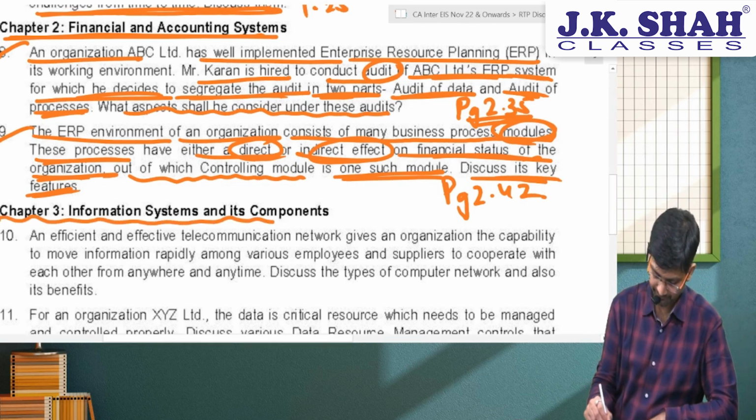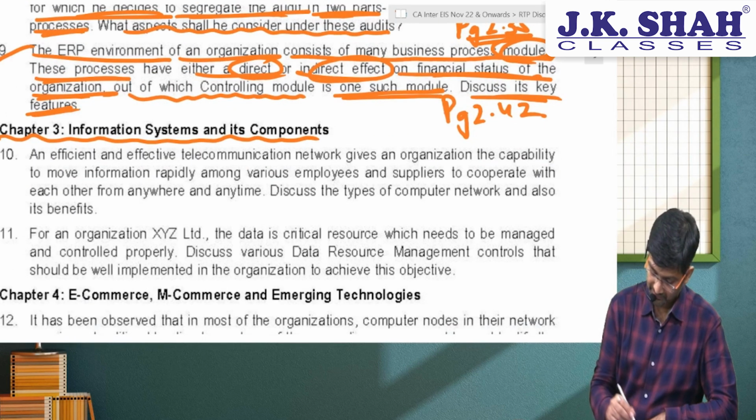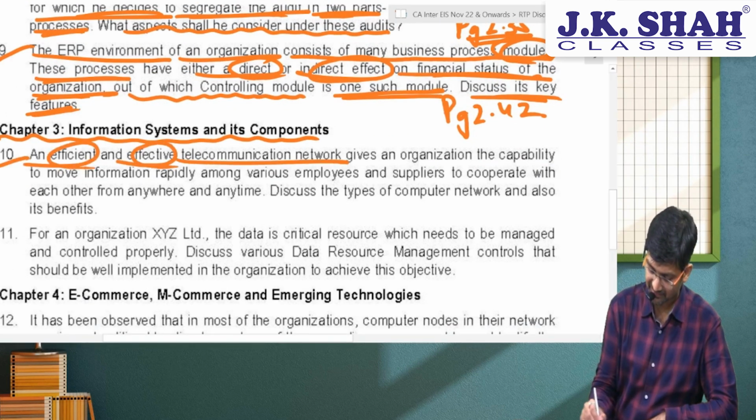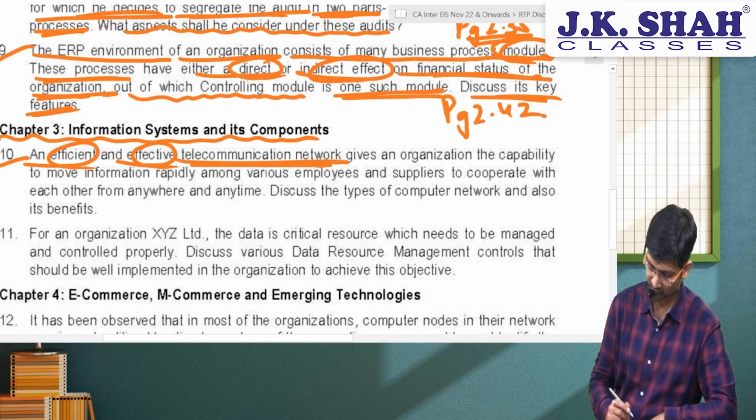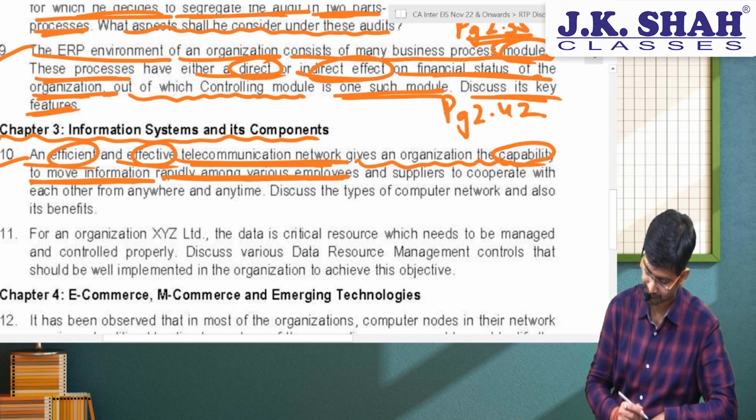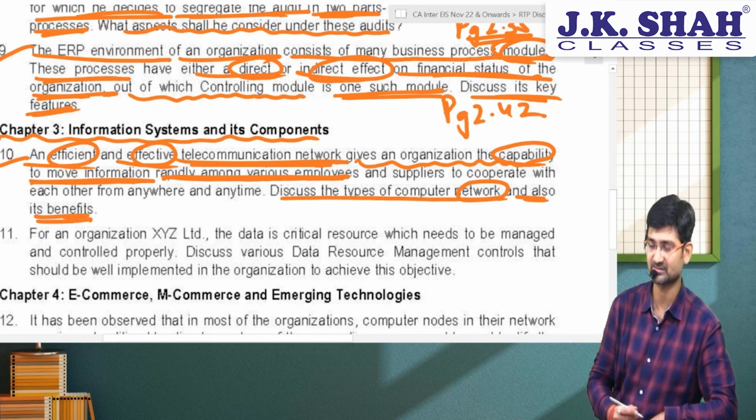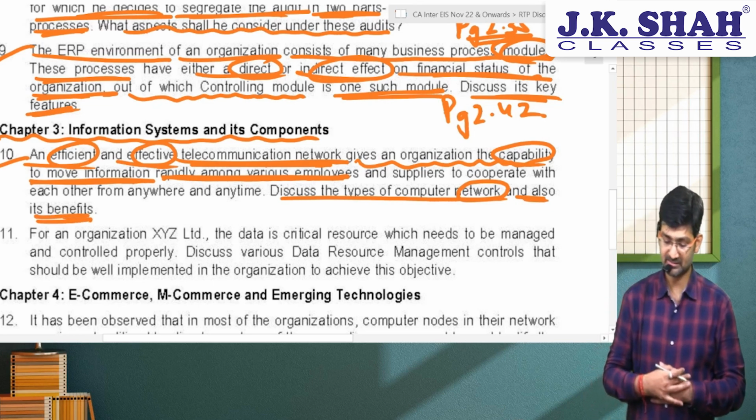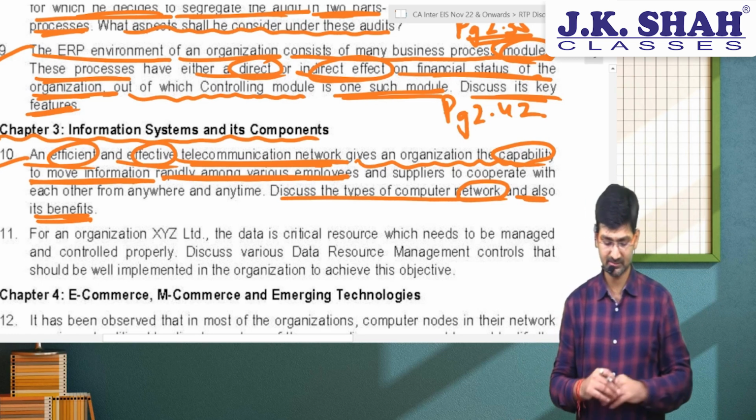Chapter 3. An efficient and effective telecommunication network gives an organization the capability to move information rapidly among employees. Discuss the types of networks and also its benefits. Discuss the types of networks and its benefits.